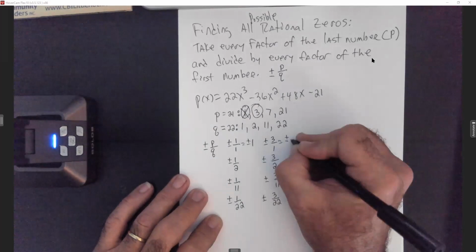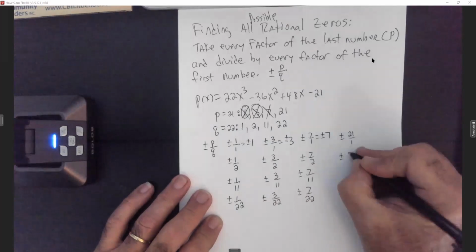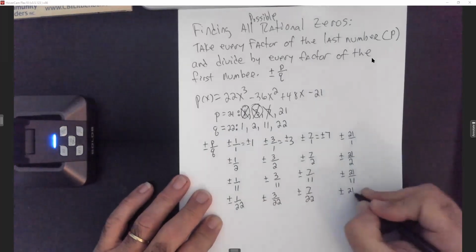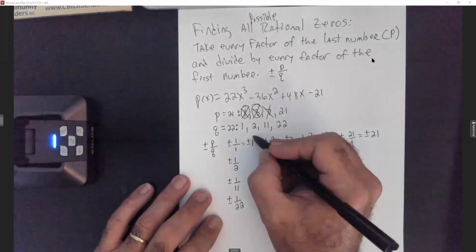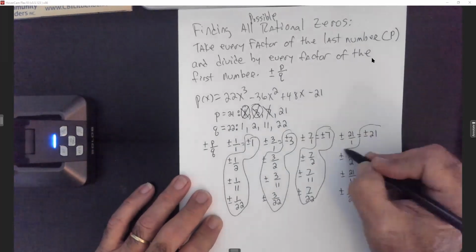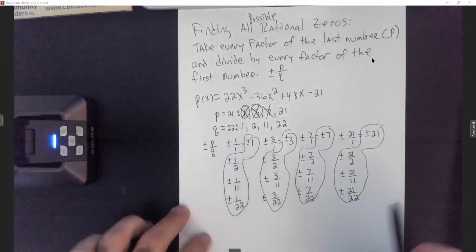Do that with the 7. 7 over 2, 7 over 11, 7 over 22, and once again, make that a plus or minus 7 on the top. Takes care of the 7, and then finally, we do that with the 21. 21 over 2, plus or minus 21 over 11, plus or minus 21 over 22, and then the only one I can simplify is that top one. So you'll have an answer with all of these listed as your possible rational zeros. So I'm guaranteed for the zeros to be one of these numbers here, okay?